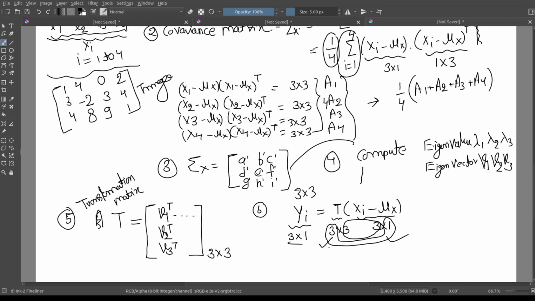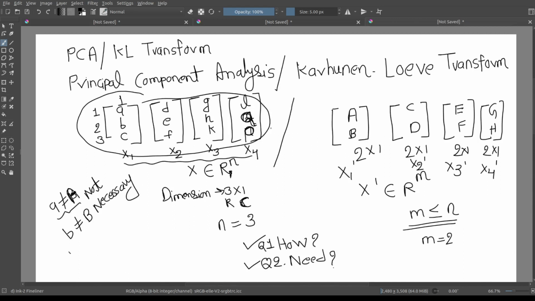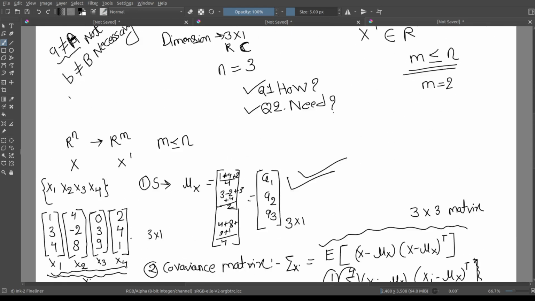Now you must be wondering: xi is 3 cross 1, and yi is also 3 cross 1. So what is the meaning of transforming? If these vectors are 3 cross 1 in size and the output is also 3 cross 1, how do we get 2 cross 1? You can do this by a truncation operation.